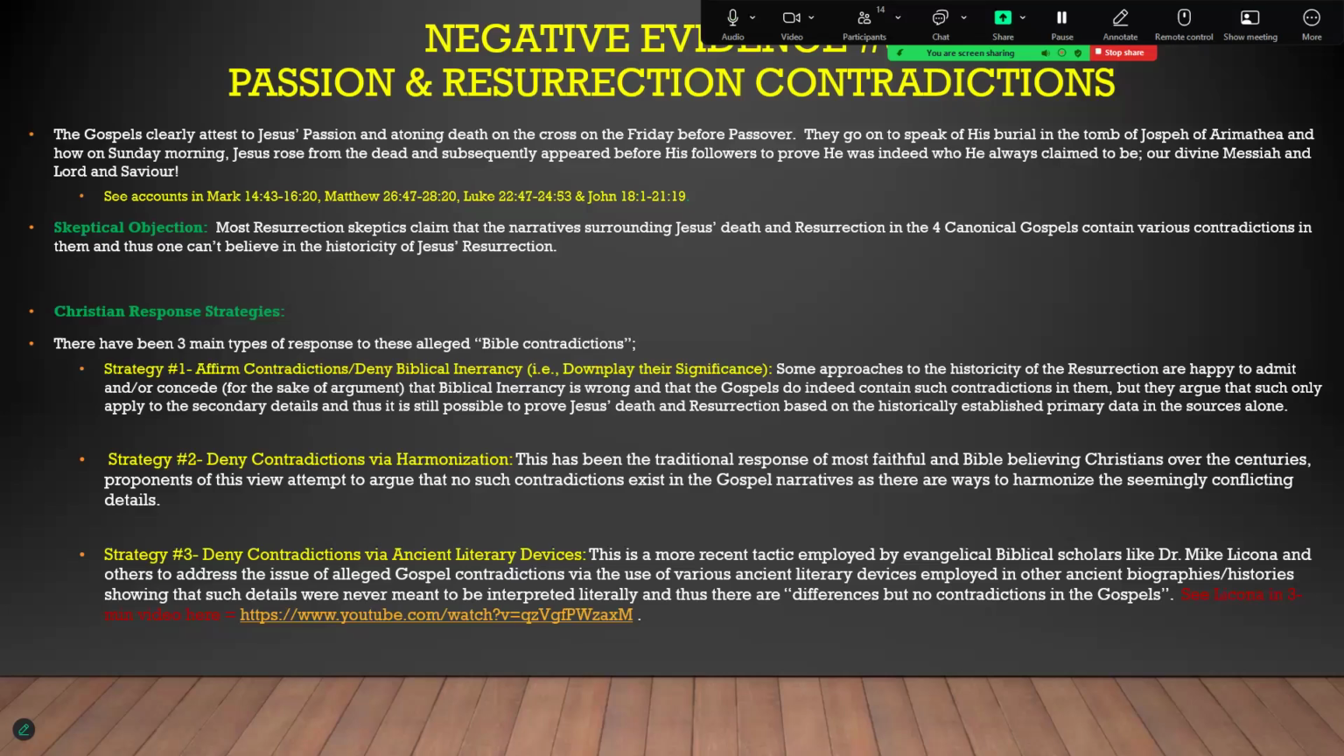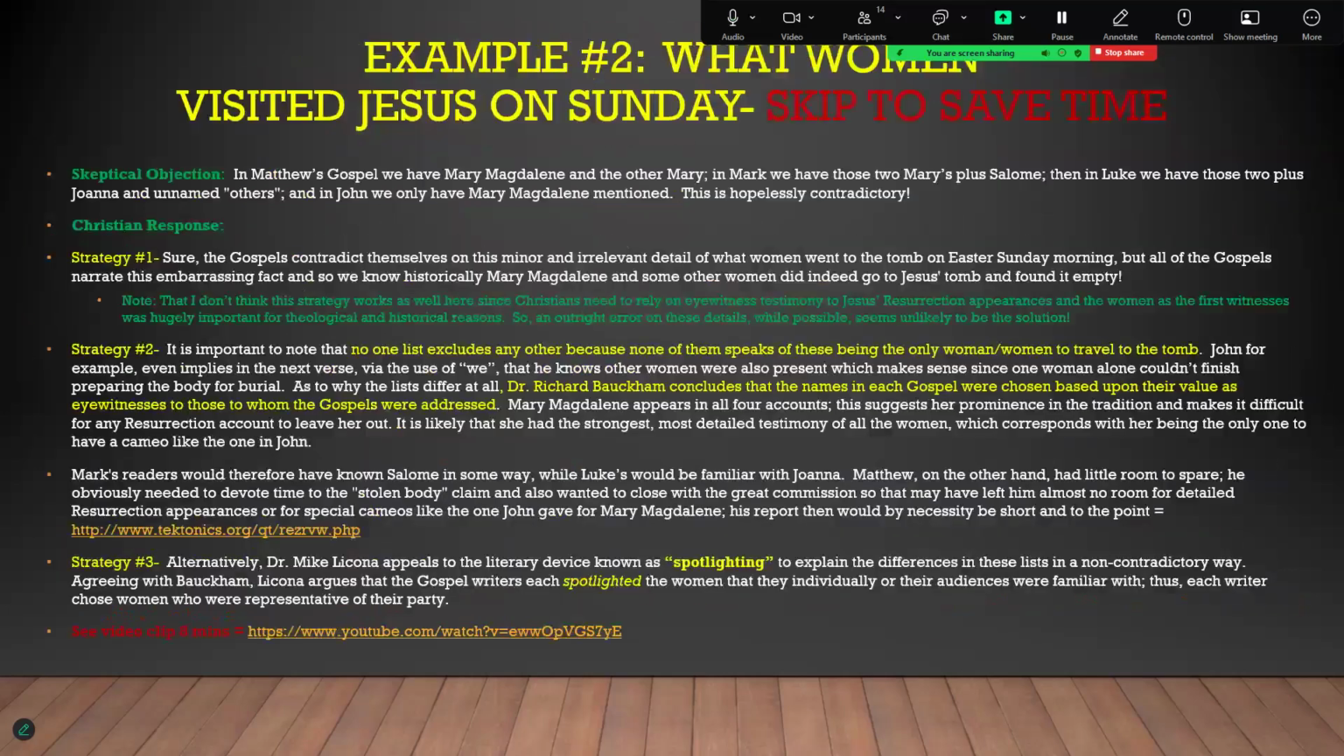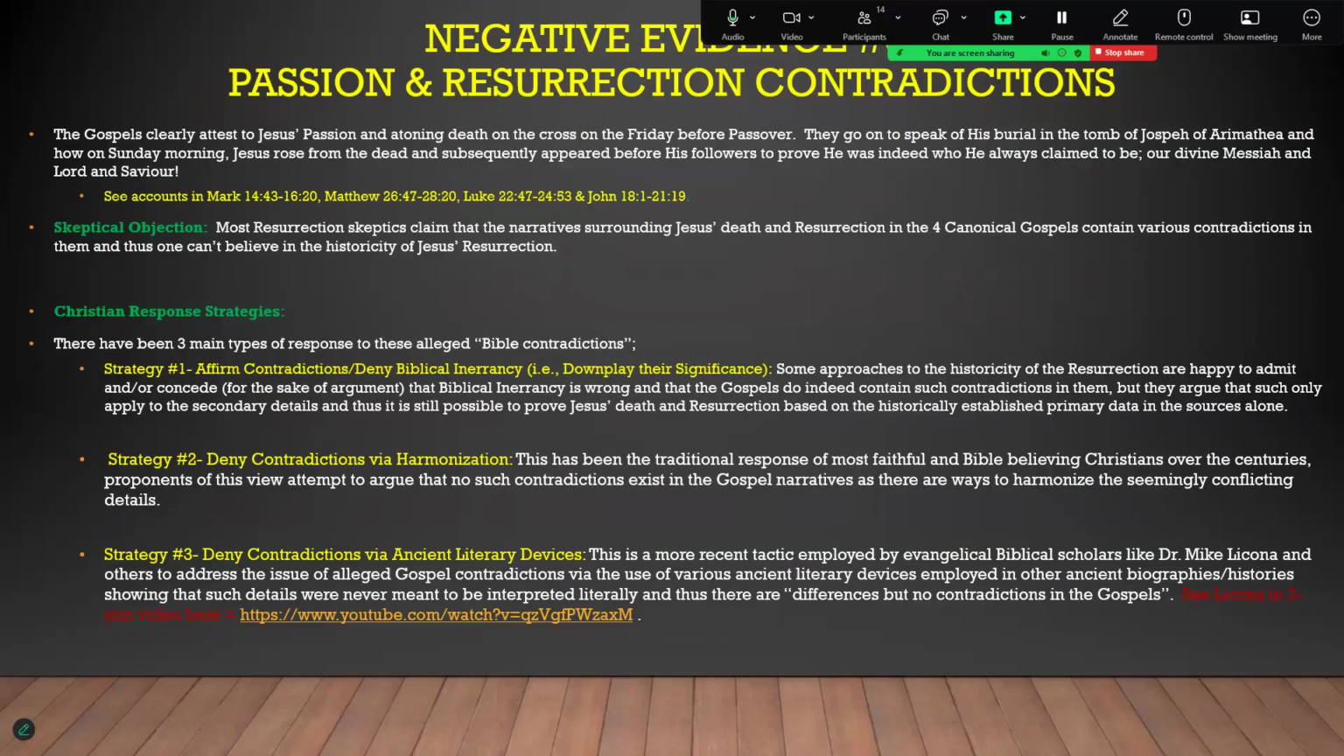Okay. Yeah. And it depends on the scholars. Mike Licona is a biblical inerrantist, and he believes in biblical inerrancy. Whereas somebody like Dr. Lydia McGrew believes the Bible has some errors in it, some minor errors in secondary details. Okay. No, fair enough. Any other questions on that?